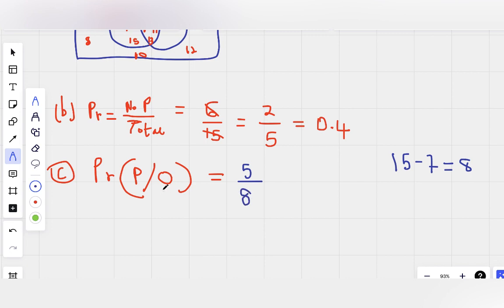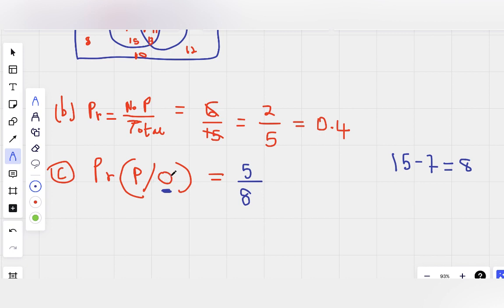Because you must do it over the total of this odd. You must not say over the total of all the numbers. That's why it's a conditional probability. We must do it over the total of this odd number, given that. That's why they gave you this condition. This is why the condition is paramount.